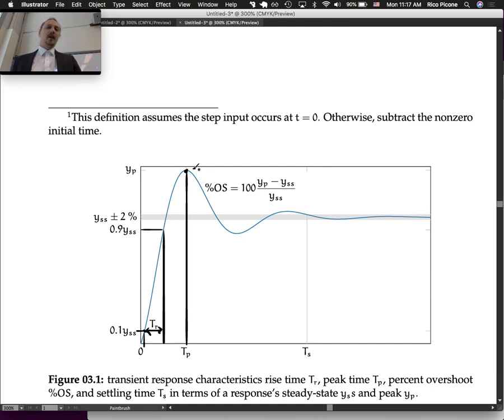So the percent overshoot is this peak value, this y peak value, minus the steady state value. So the steady state value here is that, right? So minus that, so this interval here, divided by y steady state. So it's saying how much did it overshoot, by what percentage did it overshoot its final value? And it's always expressed as a percent. So if you have a percent overshoot of 10, it's not 1,000%, it's 10%.